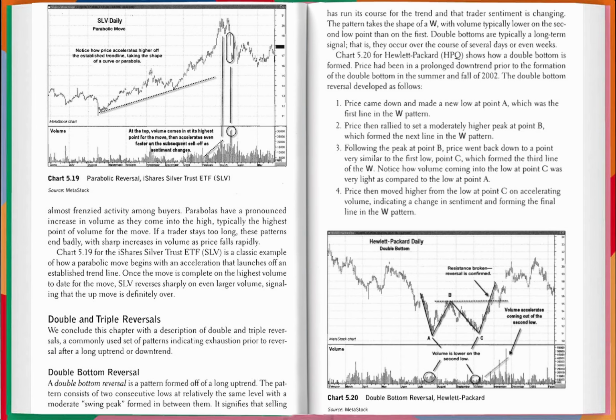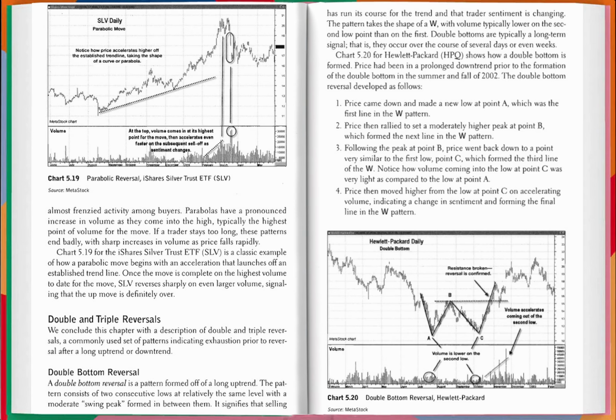Chart 5.20 for Hewlett-Packard HPQ shows how a double bottom is formed. Price had been in a prolonged downtrend prior to the formation of the double bottom in the summer and fall of 2002. The double bottom reversal developed as follows. 1. Price came down and made a new low at point A, which was the first line in the W pattern. 2. Price then rallied to set a moderately higher peak at point B, which formed the next line in the W pattern. 3. Following the peak at point B, price went back down to a point very similar to the first low, point C, which formed the third line of the W.